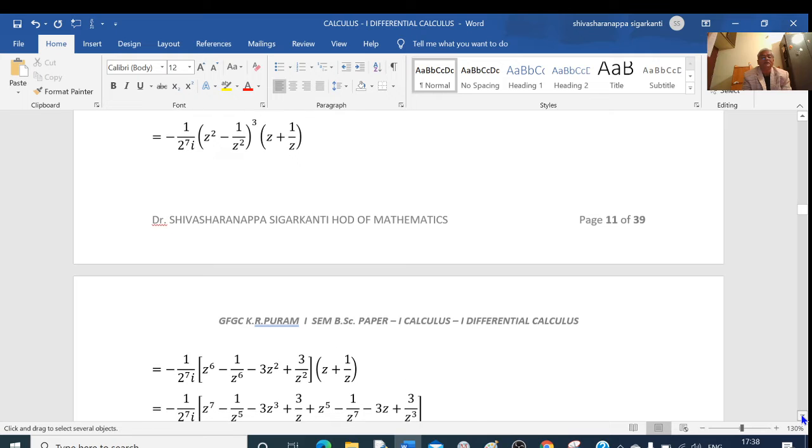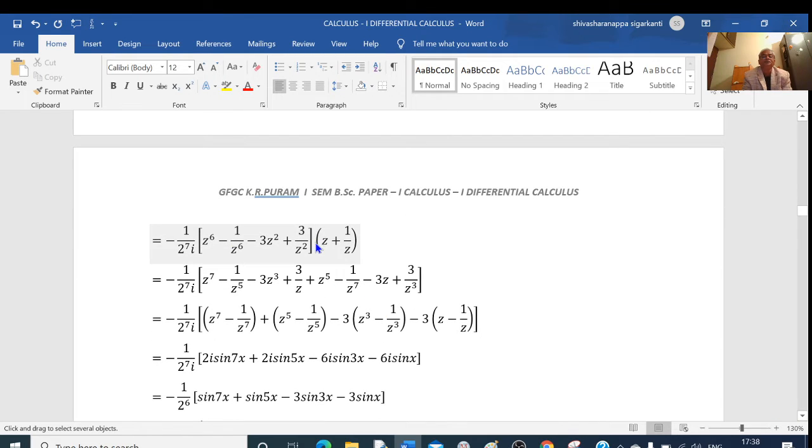Now multiplying by z first, z into this term plus 1 by z into this term. This becomes z raised to 7 minus 1 by z raised to 5 minus 3z cube plus 3 by z, plus multiplying by 1 by z. This becomes z raised to 5 minus 1 by z raised to 7 minus 3z plus 3 by z cube.